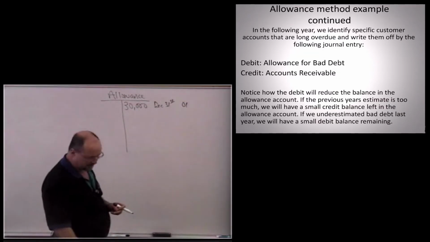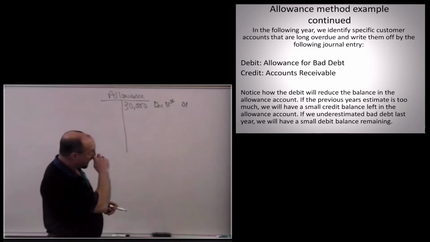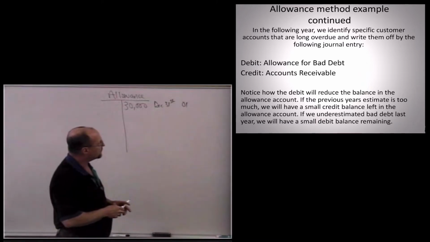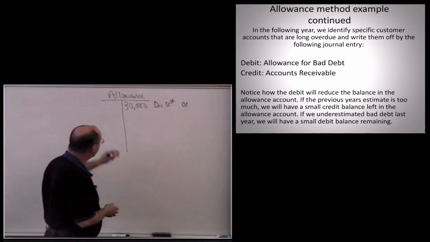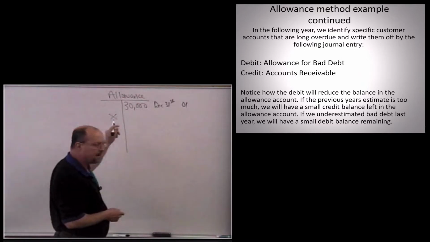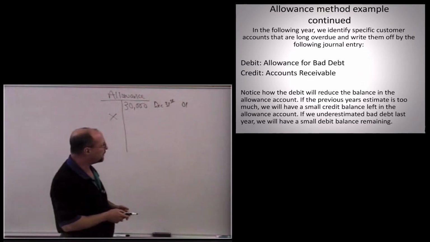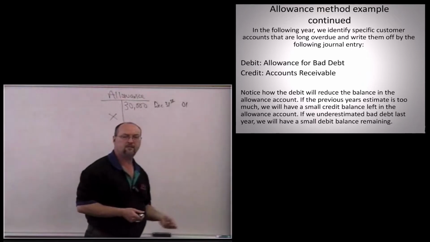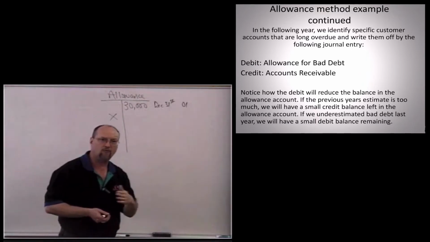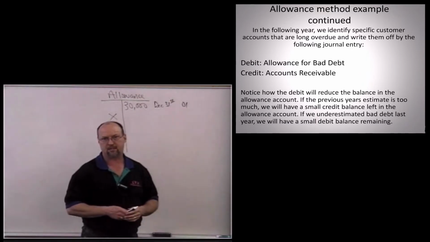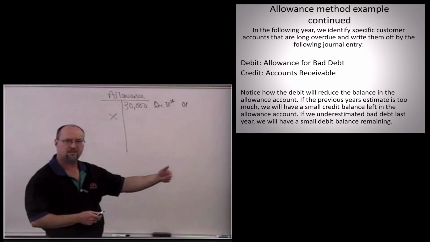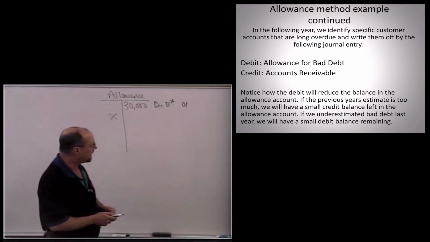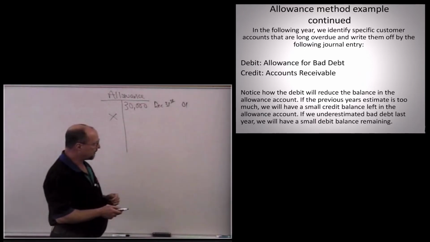In the following year, we identify specific customer accounts that are long overdue, and we write them off with the following journal entry. We debit the allowance for bad debt, and we credit accounts receivable. Now, all this journal entry is doing is cleaning up our records. We've given up on this receivable. We don't honestly think we're going to collect it, so we're removing it from our accounts receivable ledger by debiting the allowance and crediting accounts receivable.